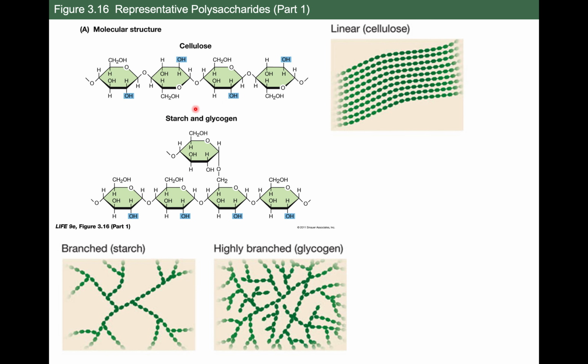In terms of starch and glycogen, which remember those stored forms of polysaccharides in plants and animals respectively, you'll notice these are branched. So we have side branches coming off, but again, it's just glucose linked to glucose linked to glucose. And really the main difference between starch and glycogen is just how dense the branching is. So you can see in starch, the branches are a little bit more spaced out, a little farther apart. In glycogen, it's very dense branching.